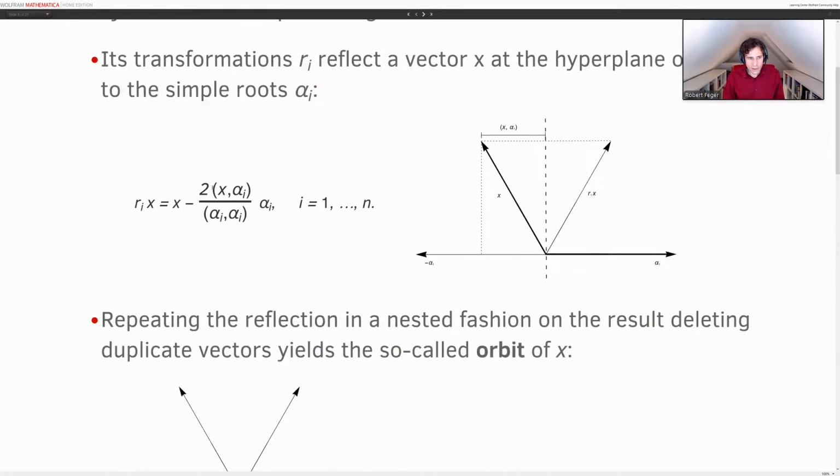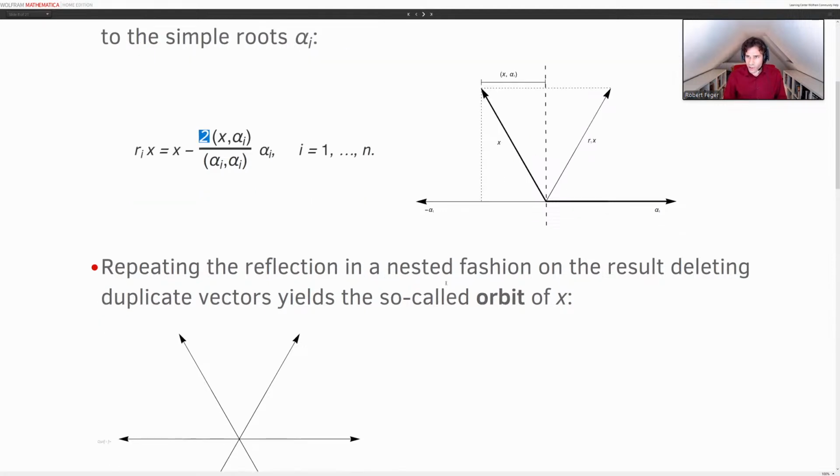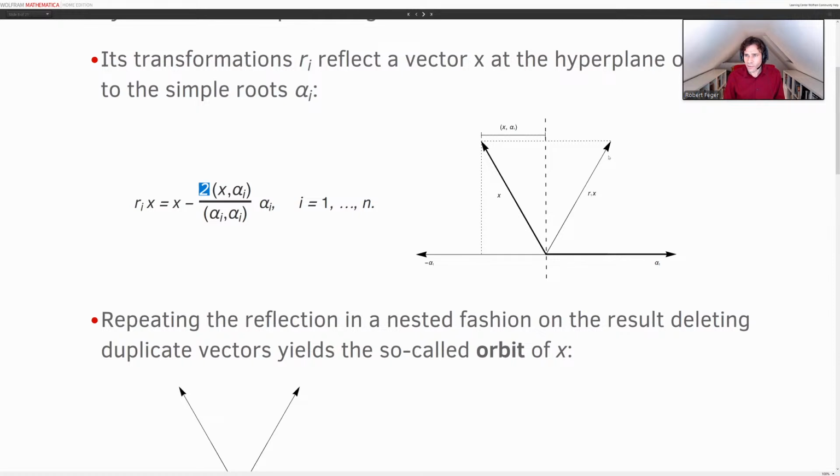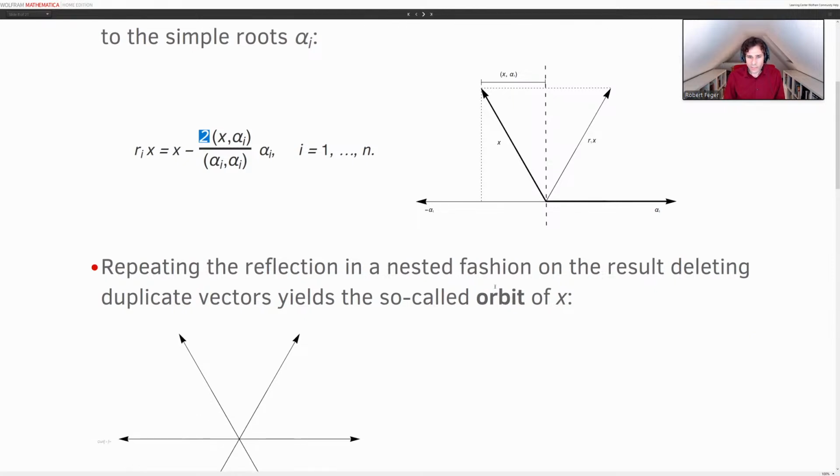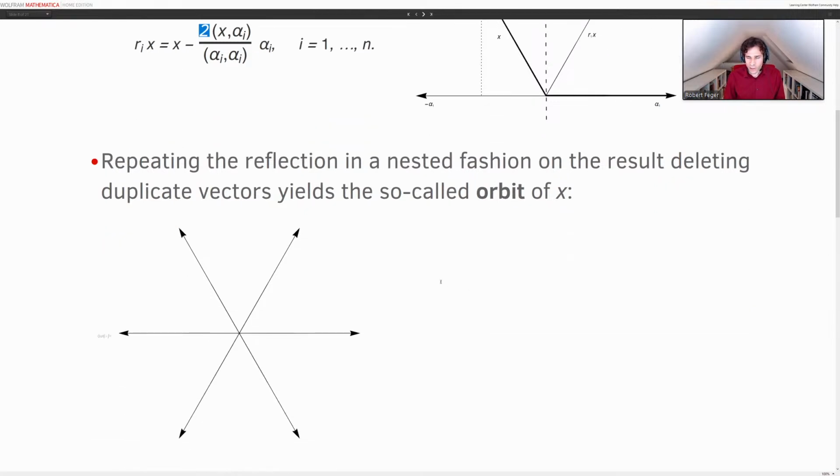And you can see that here because this scalar product is basically the projection of x on the simple root, and then this together with the denominator is just the unit vector in the direction of the simple root, and you subtract it 2 times from x, which results in this vector over here. Then you can do this several times. You have now a new vector, and then you can even use this vector to reflect other vectors on the hyperplane which is orthogonal to this vector. And you do that in a nested fashion.